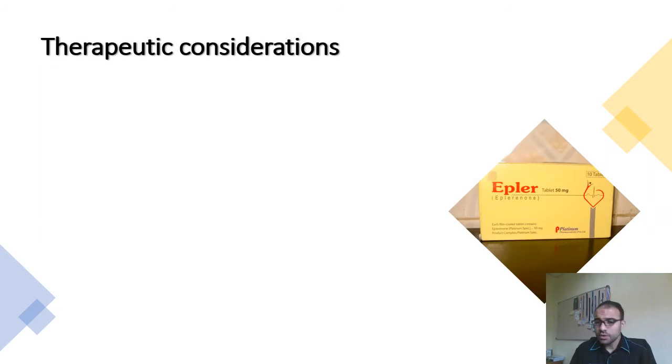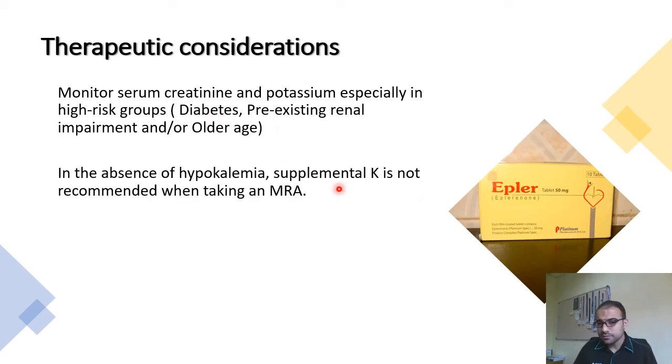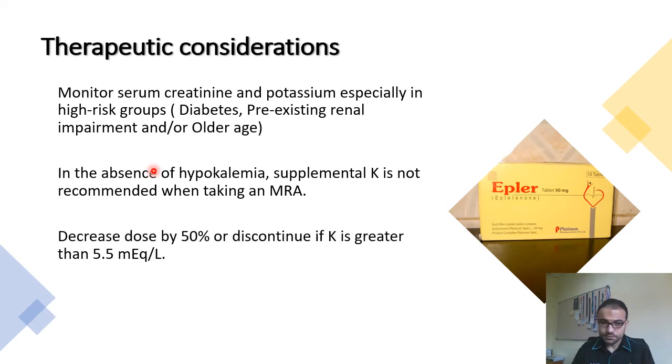When it comes to therapeutic considerations, of course, renal function and potassium levels are very important, especially in the high-risk group, as we highlighted earlier: diabetes, pre-existing renal problems, or older age. Because it is a potassium-sparing diuretic, there is no need to give extra potassium supplementation if the patient is already receiving the MRA in the absence of hypokalemia. And sometimes if the potassium rises above 5.5, you have to think about decreasing the dose by 50% or sometimes discontinuing the medication for a while.